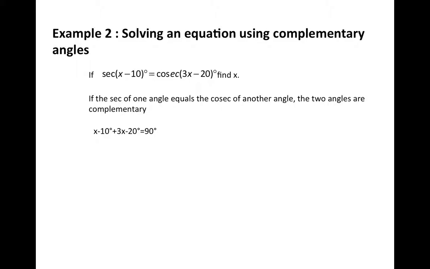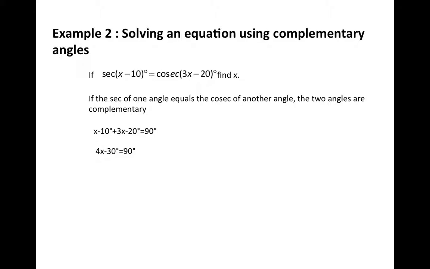Let's collect our like terms. X plus 3x is going to give us 4x. Then we've got a minus 10 minus 20. That gives us a minus 30. And we haven't touched our right-hand side yet, so that's still equal to 90. We need to get the x on its own to find x. That's how we solve for x.